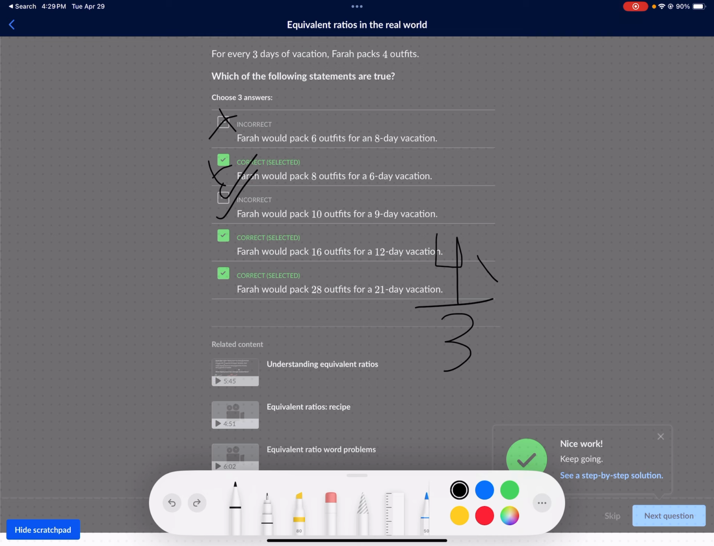And then we have 4 times... that's not to you, that's to me. I'm kind of competitive. To 7, and then 3 to 7. So that will equal to 28 and 21, respectively. So that's why those are correct.